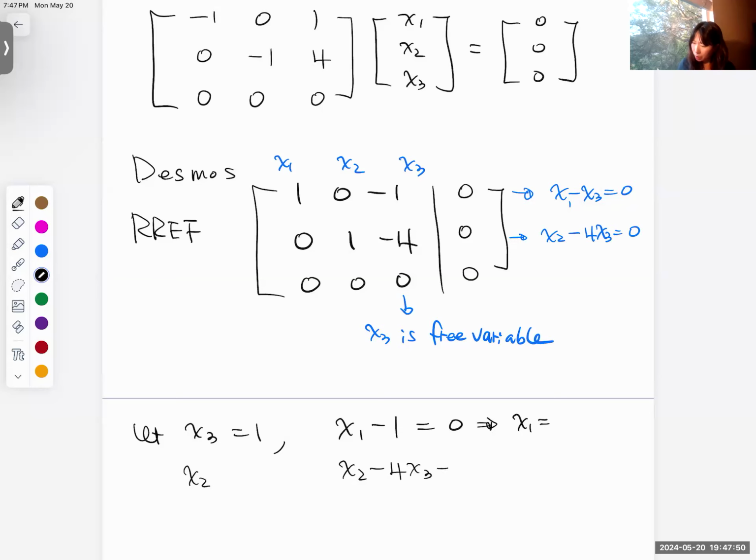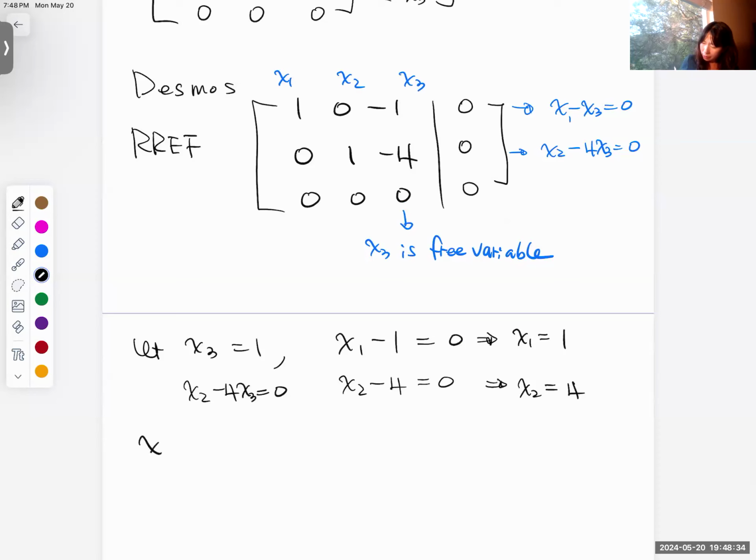X of 1. What do you get for x of 1? It's 1. Thank you, Robert. Okay, so we get this is 4. Then what's the x of 2? X of 2 equal to 4.